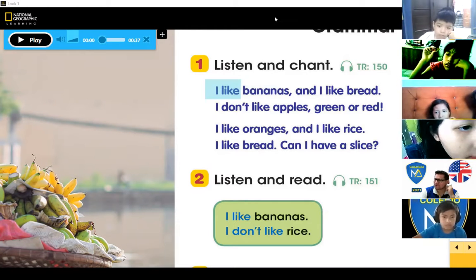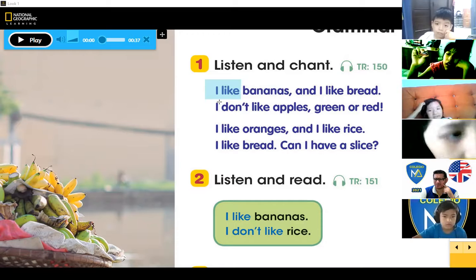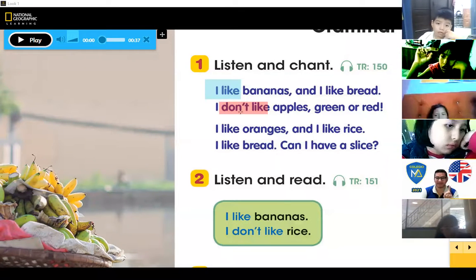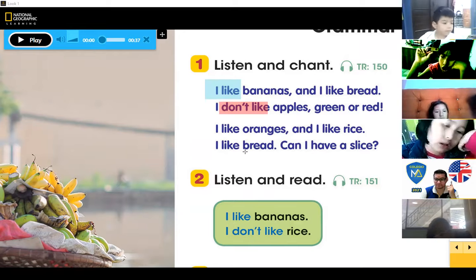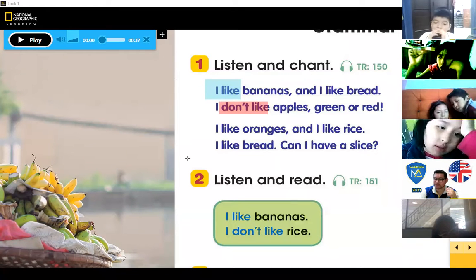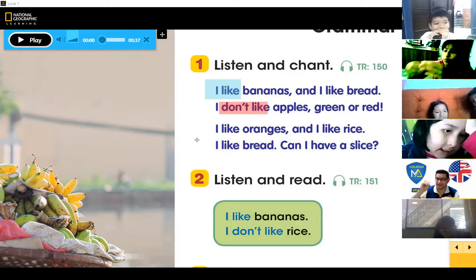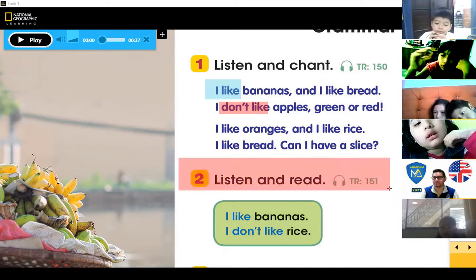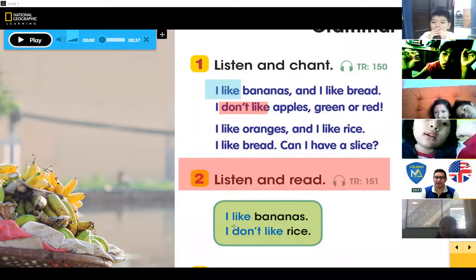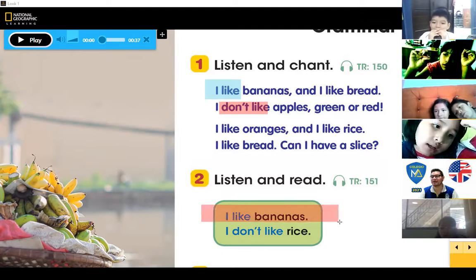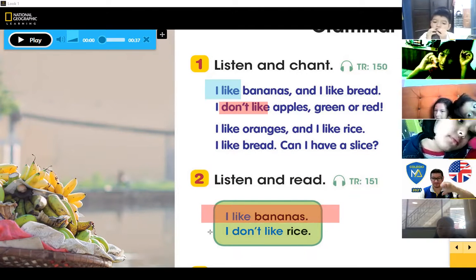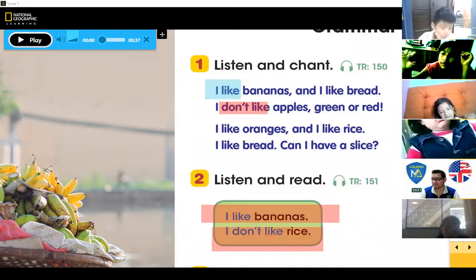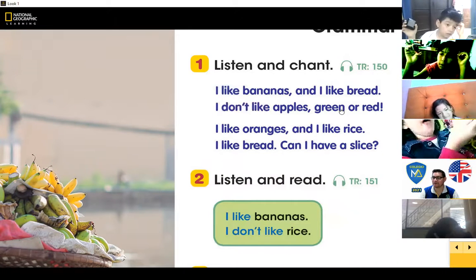¿Y cuándo utilizo el don't like para indicar que no me gusta? For example, I don't like apples. No me gustan los apples. I don't like. Okay, so in this part, I like bananas. I like, me gusta. I don't like, no me gusta. Here we have something. It says to listen and read. I like bananas. I don't like rice. Remember, I like and I don't like.